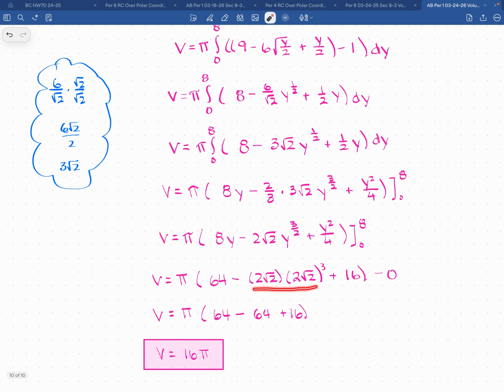And right here is kind of nice if you recognize something. We got 2 root 2 times 2 root 2 times 2 root 2 times 2 root 2 because it's cubed. We have 2 root 2 four times. And if you recognize 2 root 2 as the square root of 8, then it becomes really easy. Square root of 8 to the power of 4 is going to be 64. Otherwise, you can work it out the longer way. Raise 2 to the power of 4, raise the square root of 2 to the power of 4, and multiply those together. But you do get 64, and this one does simplify down pretty nicely.